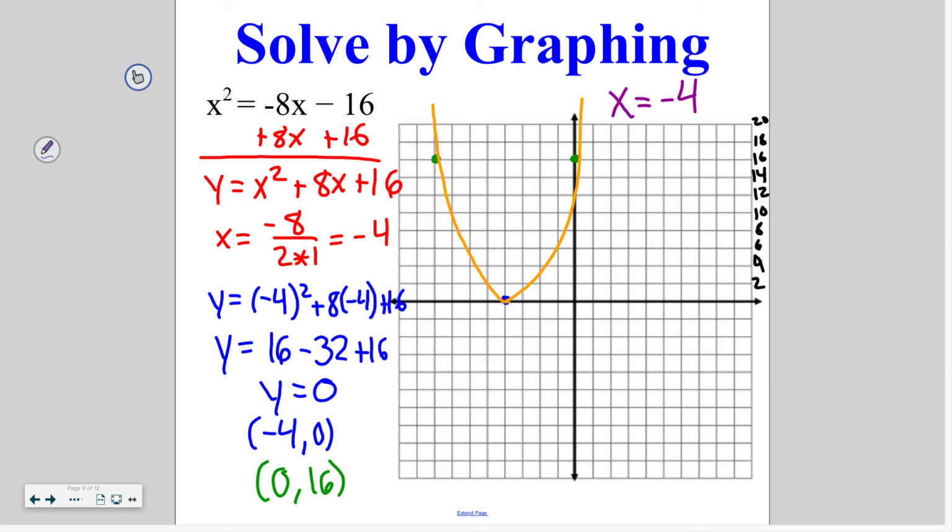I added 8 and added 16 to the left side to keep those values positive. Finding our axis of symmetry, we get negative 4. Plugging that back in, we get an answer of 0 for y, so our vertex is at negative 4, 0. Our y-intercept is at 0, 16. As you can see, I renumbered up the side. Symmetry point is at negative 8, 16. And then when we are looking for that solution, we are looking for the one place that it hits the x-axis, and that is at x is equal to negative 4.